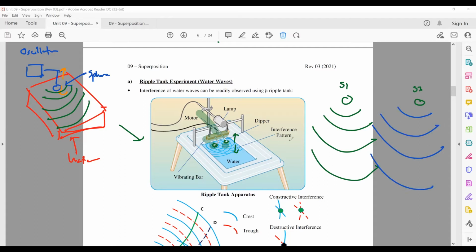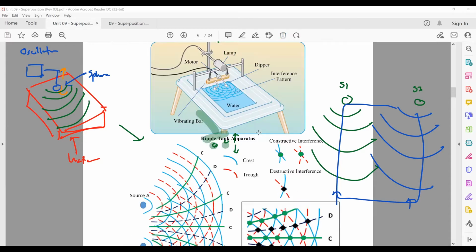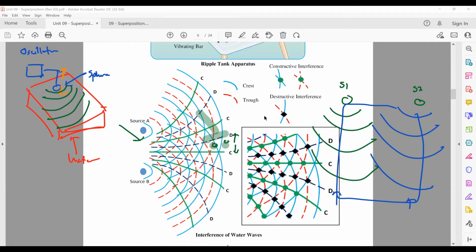The thing is that this wave and this wave, as they propagate outwards, they will eventually meet. When they meet, we're interested to know what happens. What happens is explained by using superposition or interference. So you see on the diagram here, this is the pattern of the water waves.